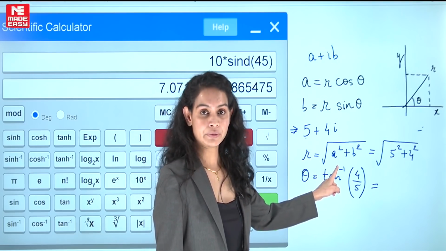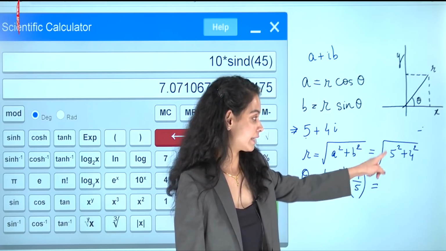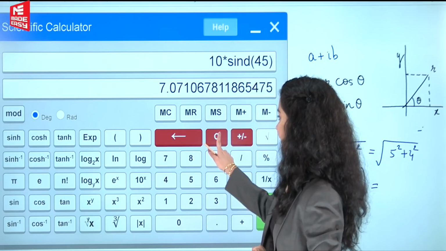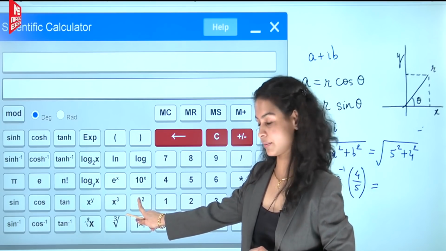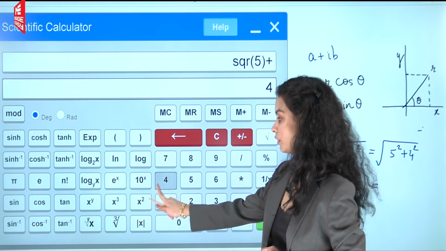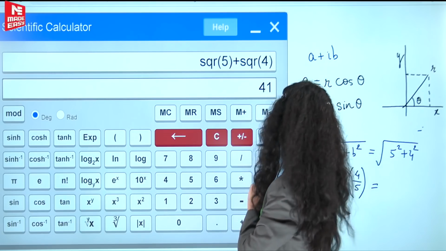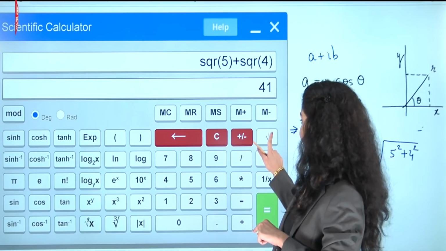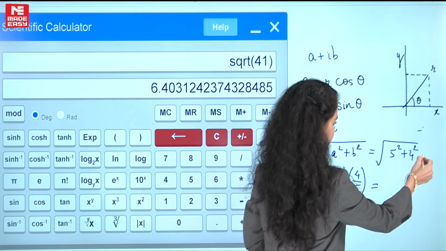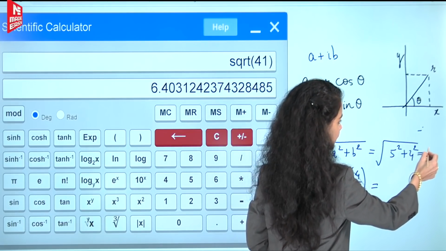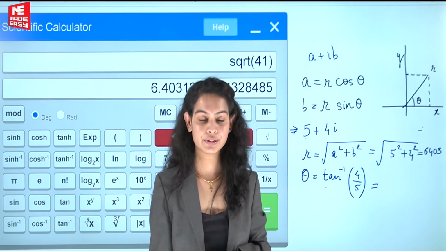Now r will be equal to under root of a square plus b square, which will be equal to 5 square plus 4 square. You will calculate this using the virtual calculator. So 5 x square plus 4, press x square, equal to, this is 5 square plus 4 square. Now under root of this, so you will press under root, equal to 6.403. So your r is equal to 6.403.